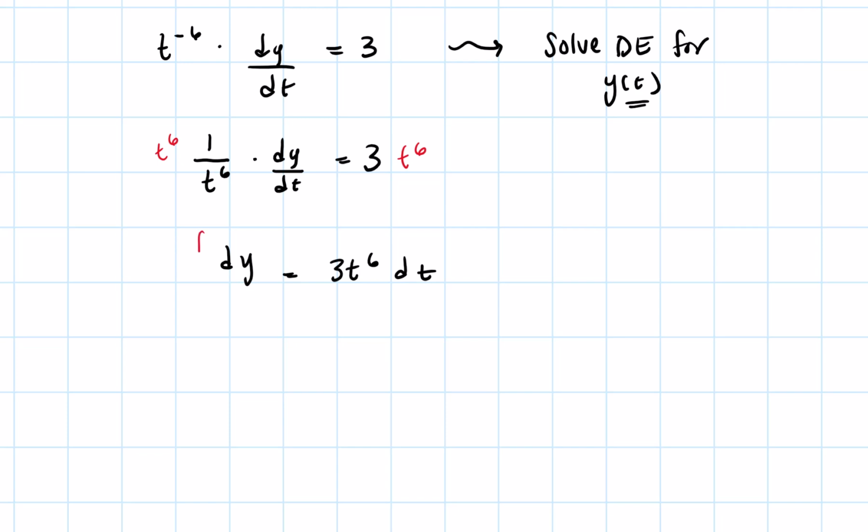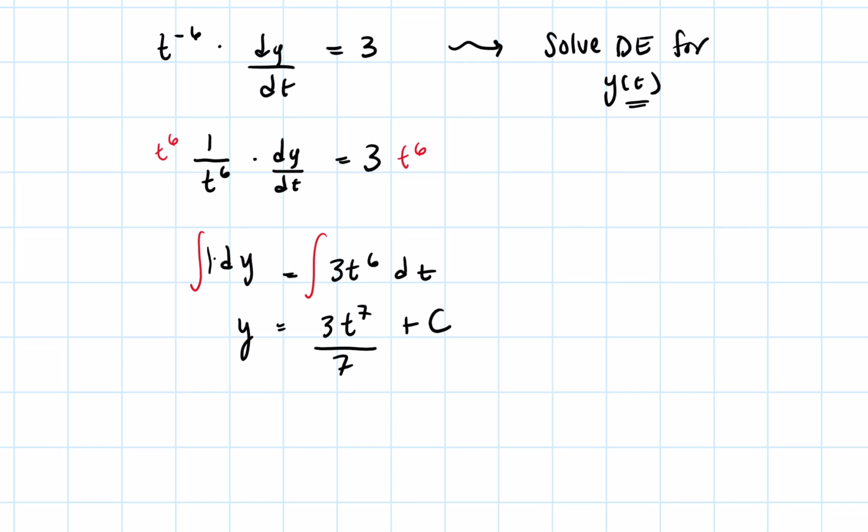Now I can integrate both sides of this equation. The integral of dy is just y, because that's 1 times dy. And the integral of 3t to the 6th is 3t to the 7th over 7 plus c. And that is my solution.